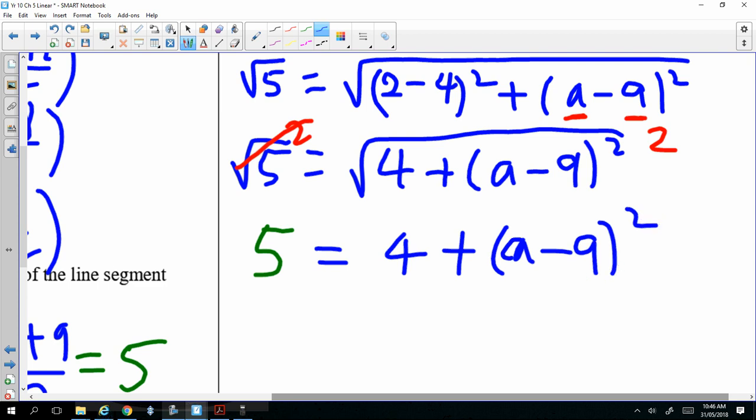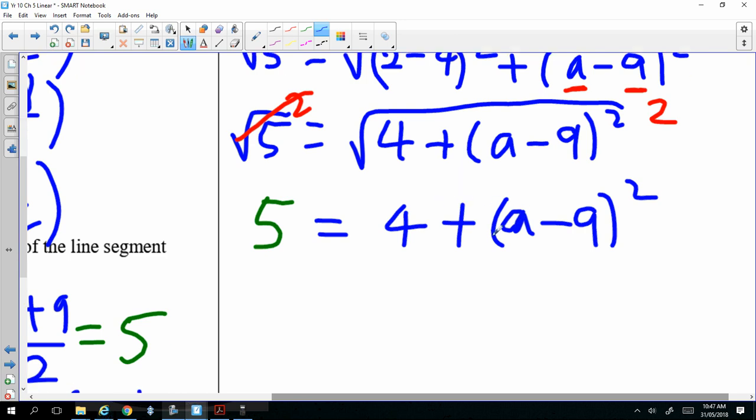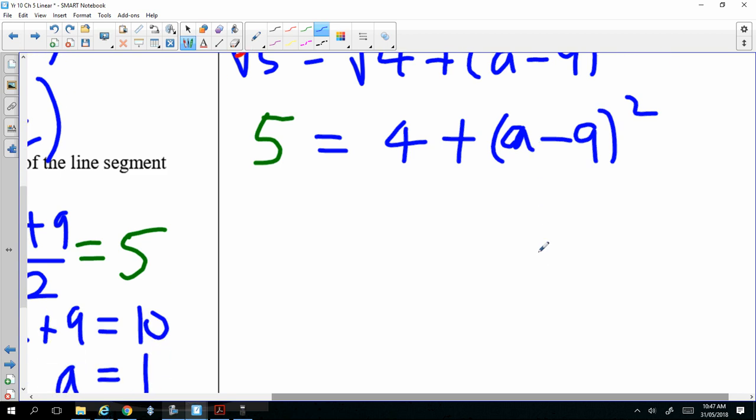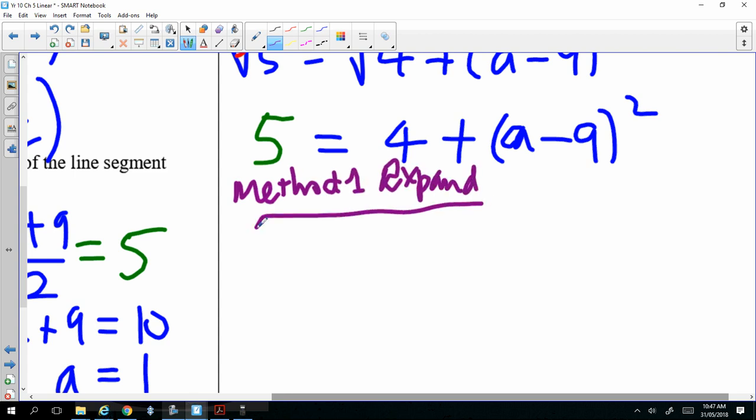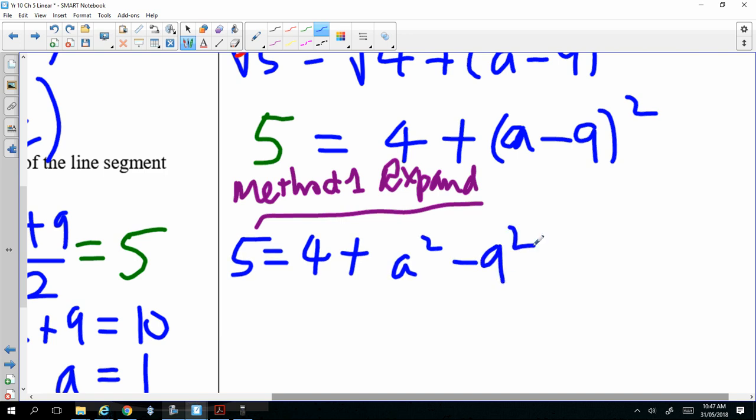What should we do next? Lucy? Expand? Yep, let's expand. I'm going to have 2 methods here. So I'm going to do method 1. Let's expand, collect like terms. So we do 5 equal to 4. Now be careful when you expand. People like to do this sort of thing, which is completely wrong, even though it looks convenient. So you don't do this. Remember, you have the perfect square formula: A squared minus 2AB plus B squared. This one, okay? All right.